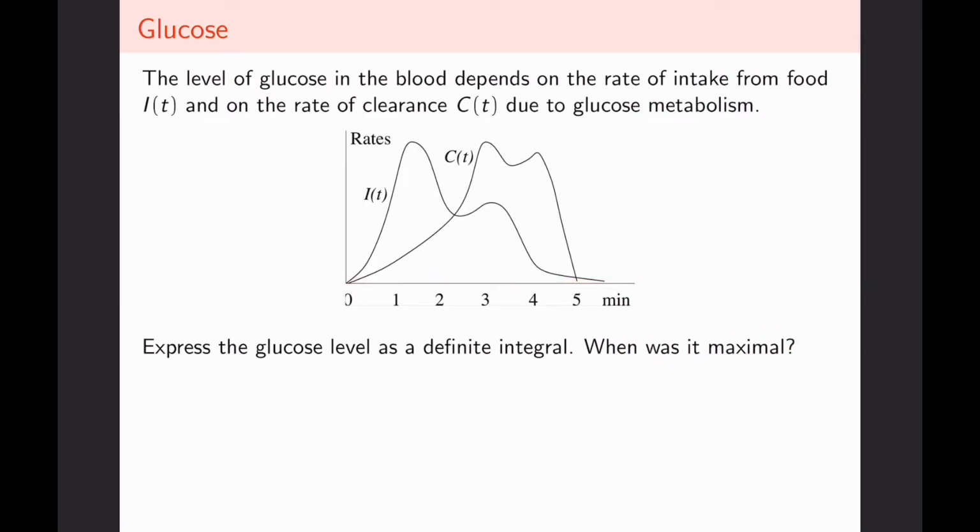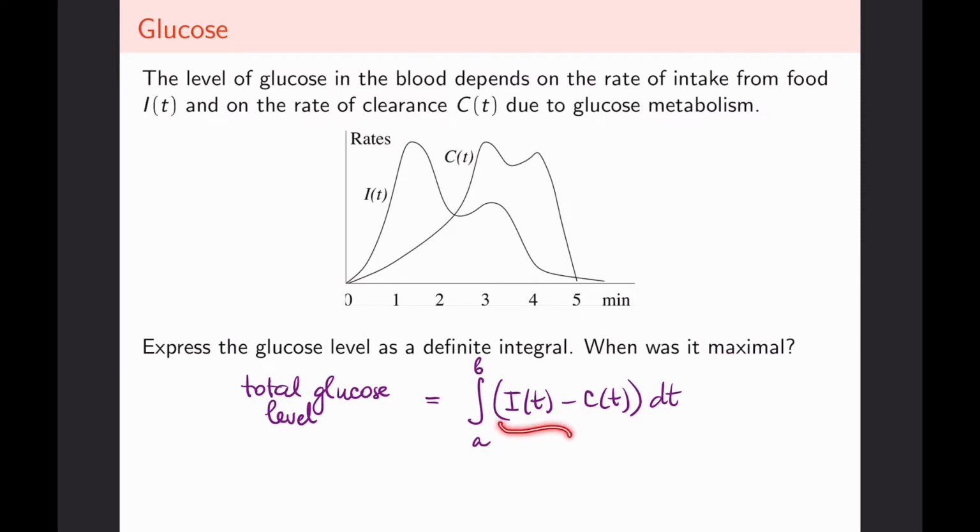So similar to the previous problem, the total glucose level will be the difference between the production and the clearance. So in this case, the difference between the intake and the clearance of the glucose from the blood. And this will be taken between some 2 points in time, A and B. Now again, to figure out when this is maximal, it's best to think about how this is interpreted in terms of area on our graph.